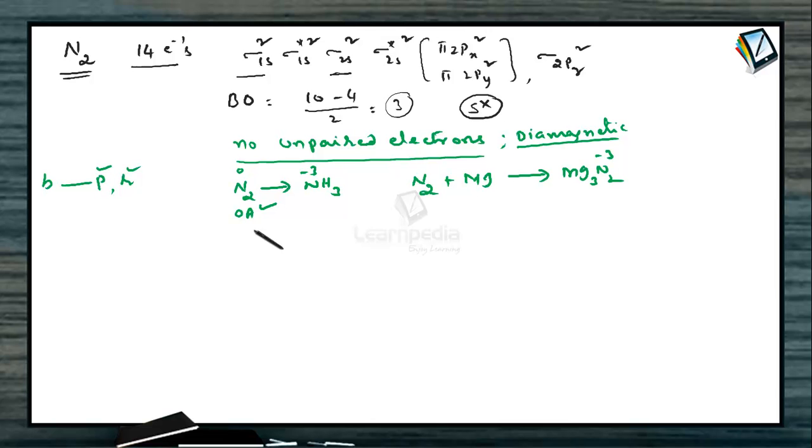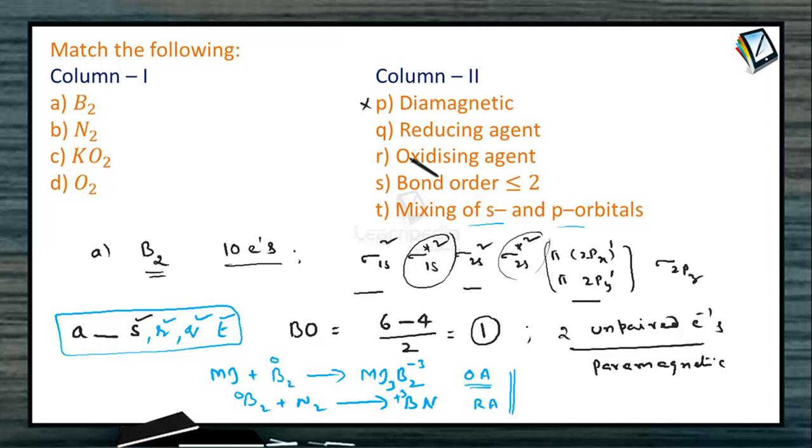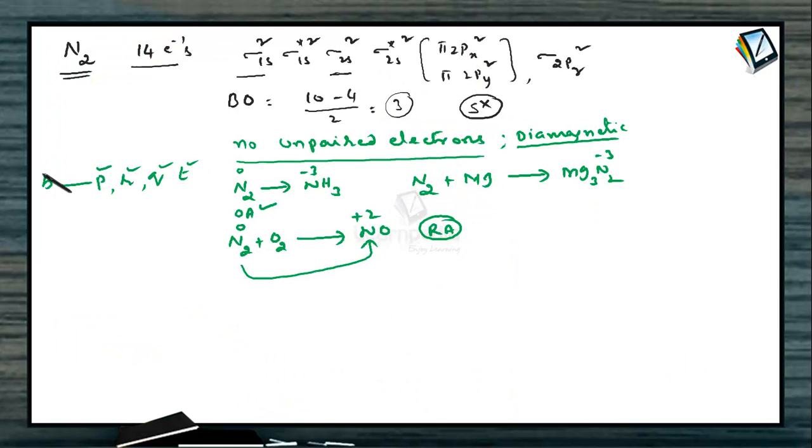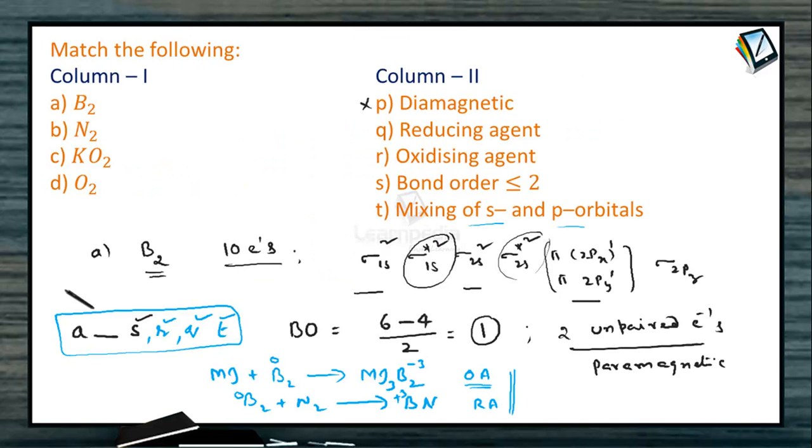But nitrogen can also react with oxygen to form nitric oxide, where in nitric oxide nitrogen is +2, here it is 0. So 0 to +2 is oxidation, hence nitrogen is oxidized and can also act as a reducing agent. So reducing agent Q is also right, and nitrogen is also formed by mixing of S and P orbitals. Therefore T is also right. So thus B goes with the options P, R, Q, T.